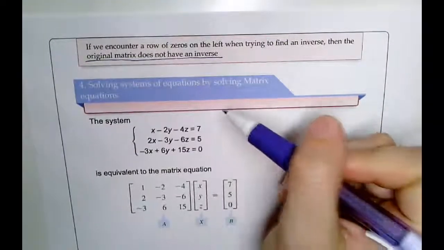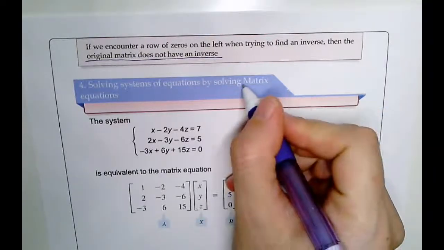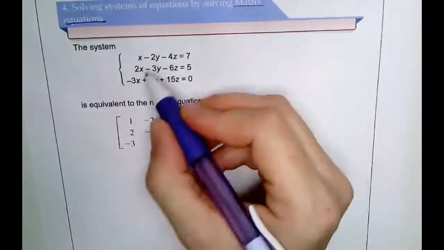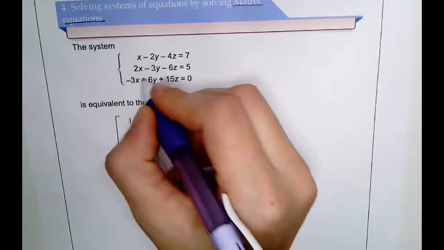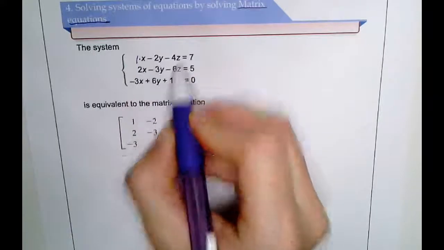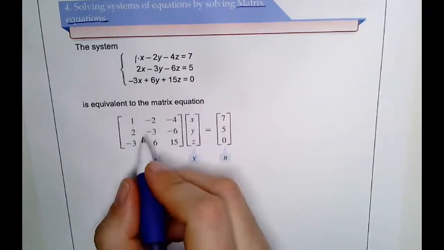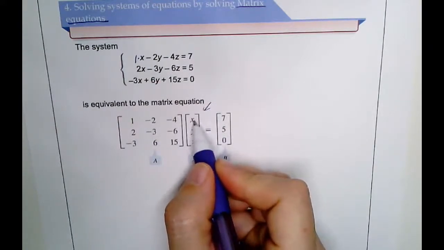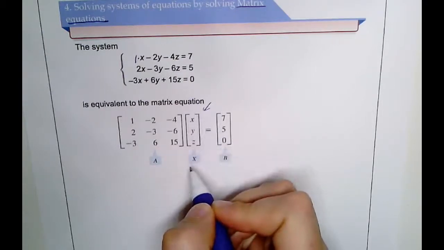All right, so finally, let's see how to solve systems of equations by solving matrix equations. Recall if we have a system of equations, so this is a 3 by 3. If you write the matrix of coefficients, so this is coefficient 1, 1, negative 2, negative 4, and you put that in a matrix, this is the coefficient matrix from last time. And then this is the unknown column, x, y, and z.